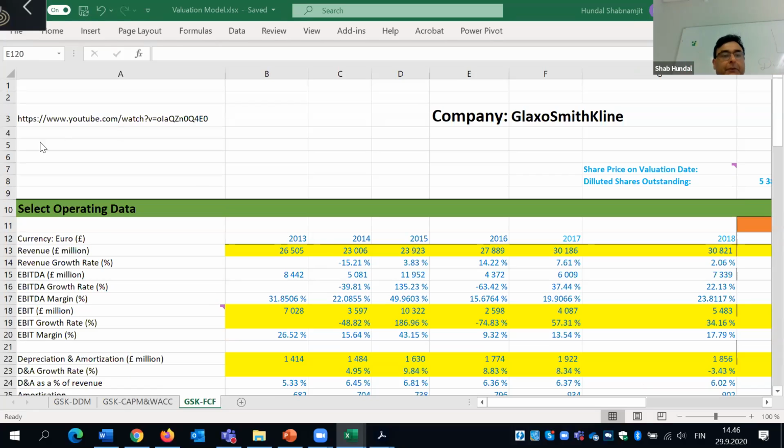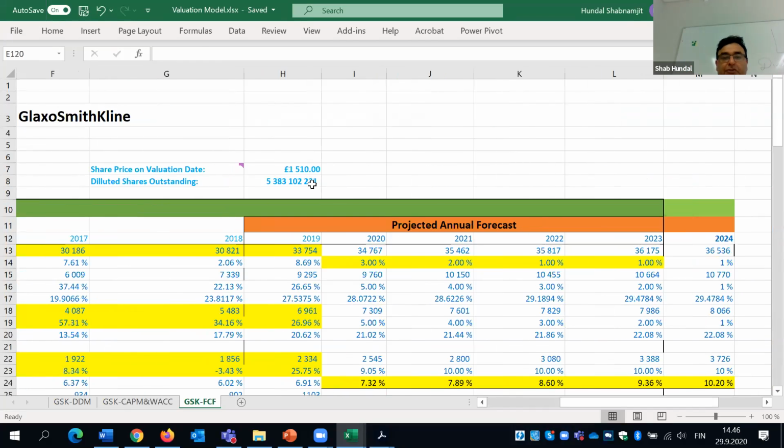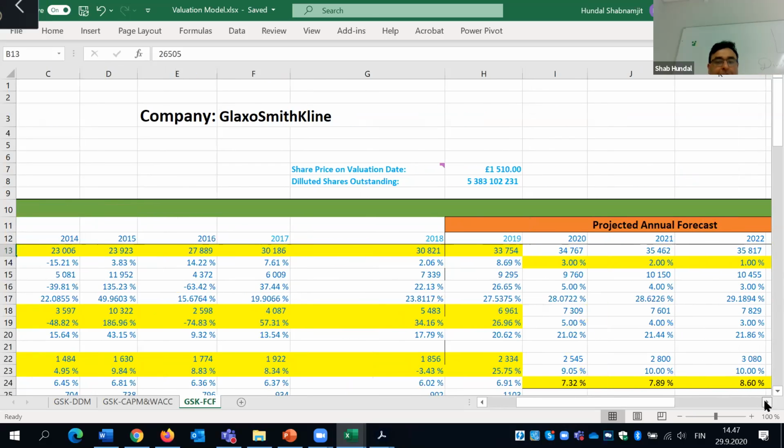So the first thing you need to know is how many shares are outstanding, and we double-check that these are the number of shares in circulation, and the current price is this. Then the first information I need to extract is the revenue in million pounds, because the income statement is in million pounds. So I took data from 2013 and went up to 2019.